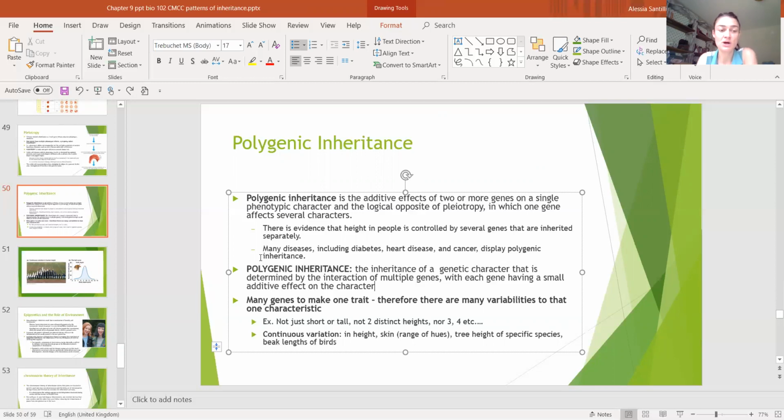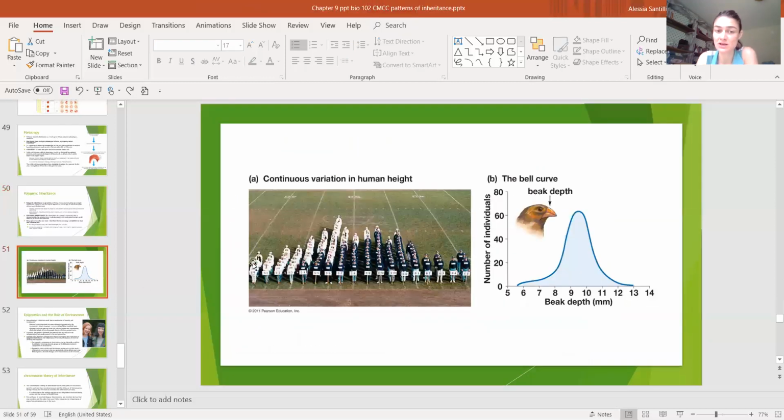And usually you can see polygenic inheritance because it gives you this continuous variation where you have usually a lot of people that are average height, right? They're the ones that really make up the bulk of the population. And then people that are a little bit shorter or really, really tall usually are found in the extremes, and they're not seen as often. Okay, so this is where we get that continuous height.